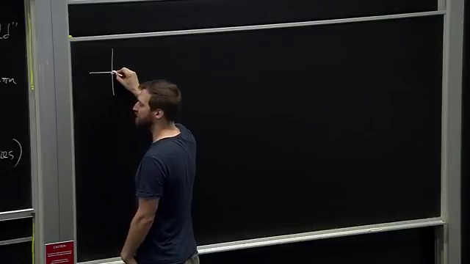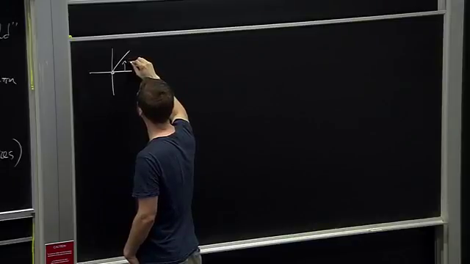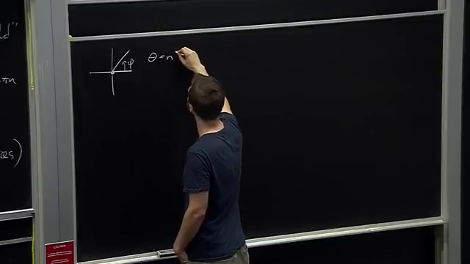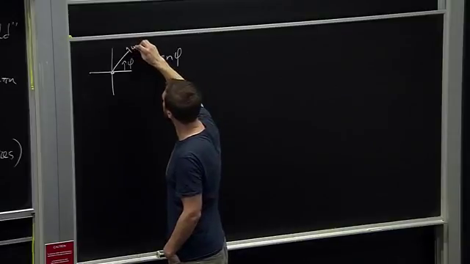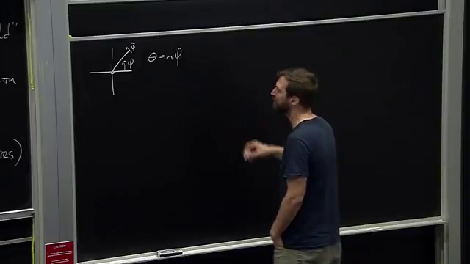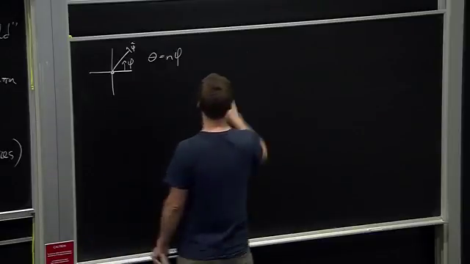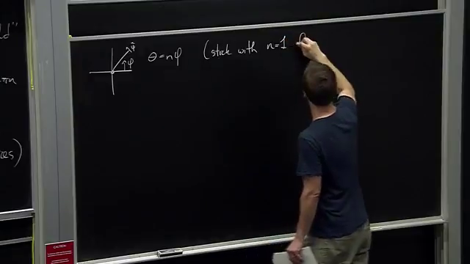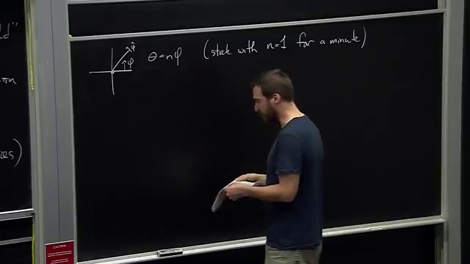So in polar coordinates, I have an angle, I call it phi. And then theta was just equal to n phi. And I have a unit vector, phi hat. And let me just stick with, I'm just going to get confused with that n everywhere.